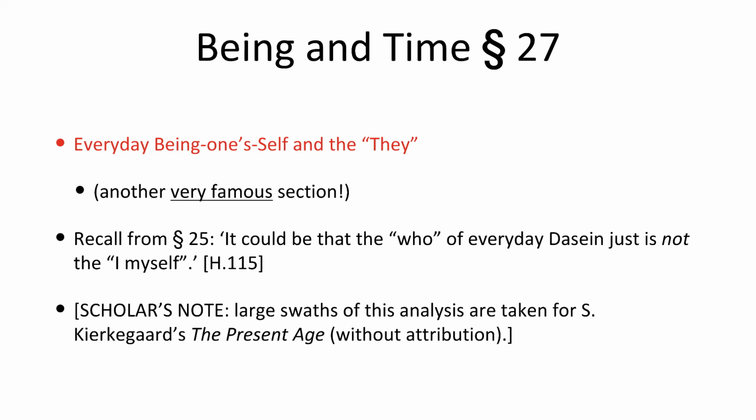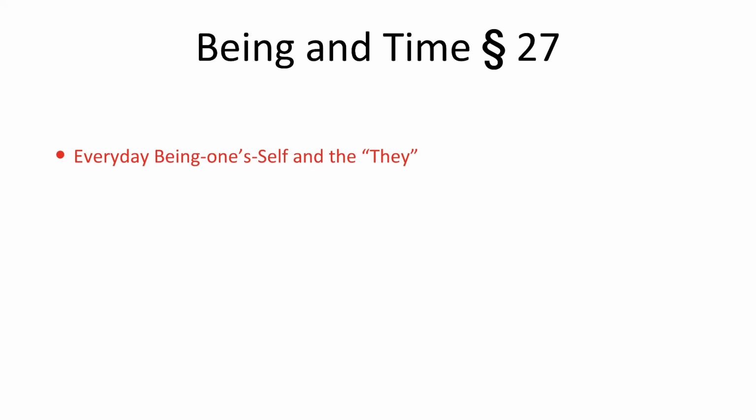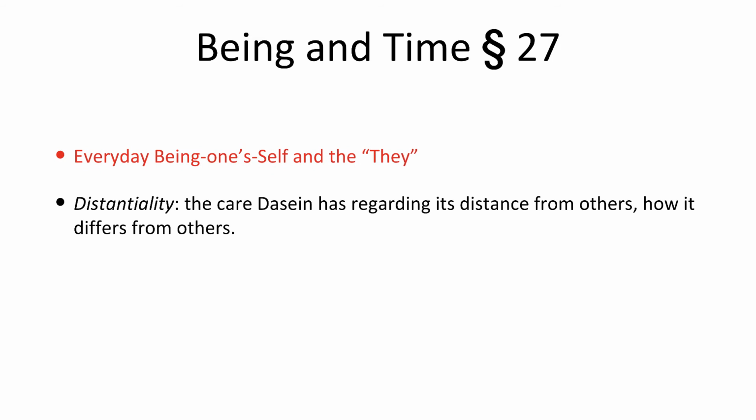Before I say anything more, just for you scholars, Heidegger basically cribs this set of insights from Søren Kierkegaard's The Present Age. You might Google that. It's a short text by Kierkegaard, but Heidegger, although he does have a footnote to Kierkegaard in the book, takes a lot of this from Kierkegaard without thanking him for the insights.